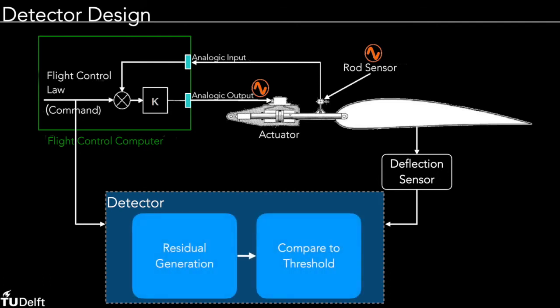First, a sliding mode observer is used to generate a residual, which is designed to represent the fault. Then, this residual is compared to a threshold, and if the threshold is exceeded, a fault is detected.